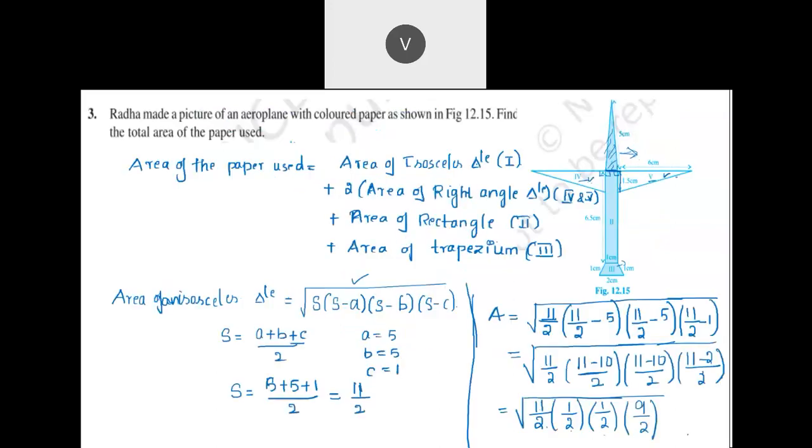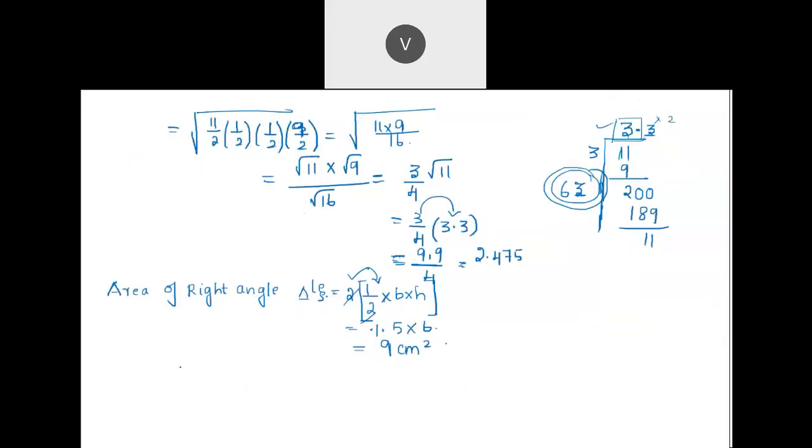Good. And next, which area do we need to find here? Area of rectangle. Area of rectangle formula, length into breadth. L into B, ma'am. See, only 3 students are answering. What about others?